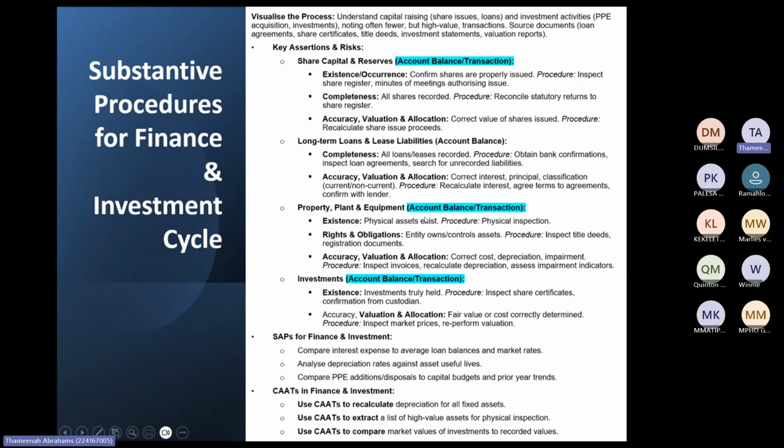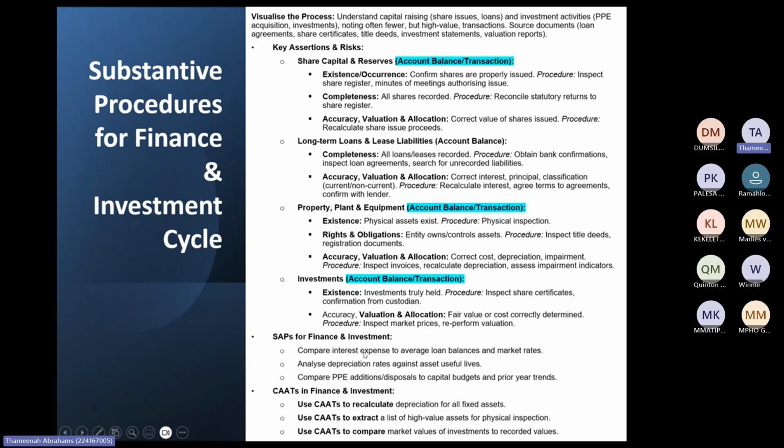Property, plant, and equipment is again an account balance, but can also be a transaction. Remember, the balance itself is a balance. So remember, in the fixed asset register, you have opening balance, depreciation, additions, disposals, and closing balance. So additions for the year, disposals for the year, and depreciation are transactions. So there you'll use transactions. Then investments are an account balance and transactions as well. Transactions are also around the movement of investments in that current year.